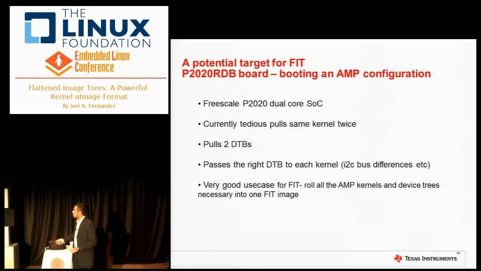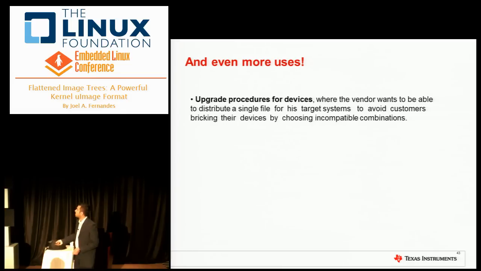And this is a very good use case for FIT, where you can embed those kernels directly in the image itself, and then just have a configuration that possibly tells you which core to load what kernel on, and what device tree blob to pass it. It can be done much better in a nice little tree than doing it the way they do it today. So that's what I thought was a very good application of that.